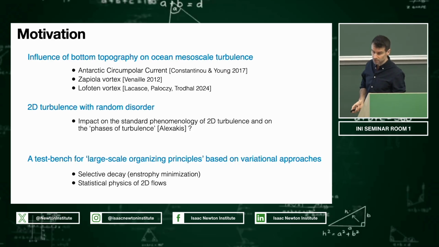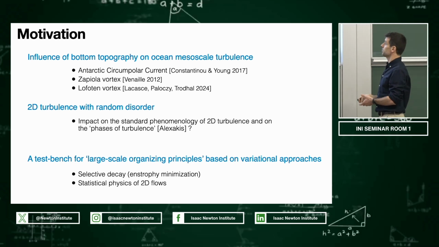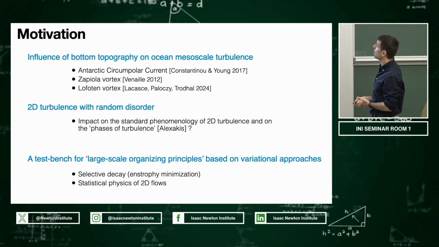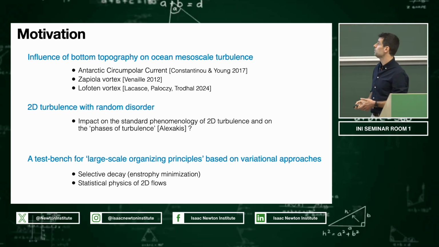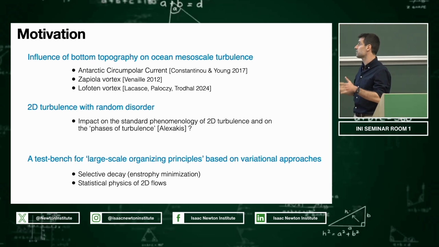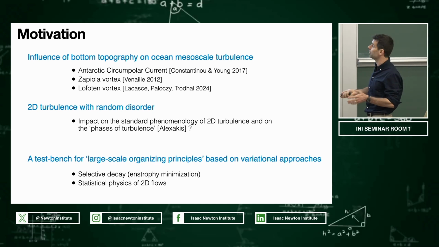Okay? So why would I do that? Well, there are several motivations, I think, to study this. One could come from oceanography. The topography at the bottom of the ocean is known to impact the mesoscale turbulence, that's vortices between 10 and 100 kilometers.